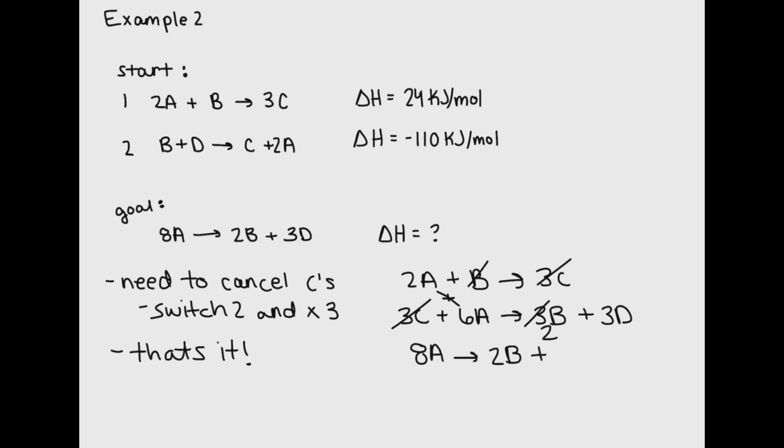Now don't forget, we're not done here. We still have to multiply and switch the signs of our second enthalpy. So if we switch the sign of our second enthalpy, we get positive 110 kilojoules and multiply it by 3, then we'll get 354 kilojoules per mole. That's it for this video on Hess's Law.